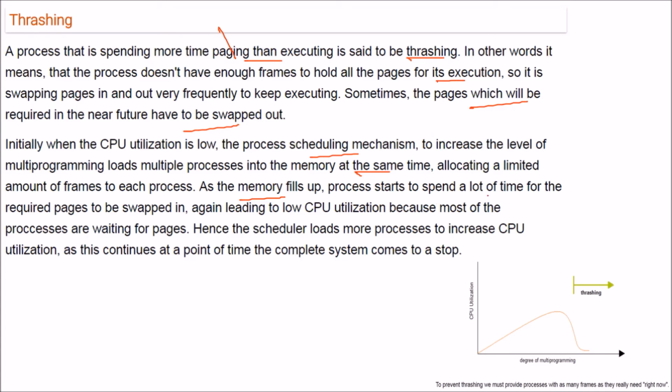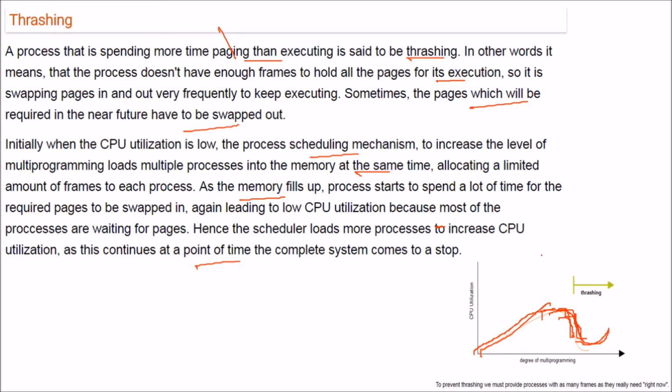Initially, when the CPU utilization is low, the process scheduling mechanism increases the level of multi-programming and loads multiple processes into memory at the same time, allocating a limited number of frames to each process. But as the memory gets filled up, the processes start to spend more time waiting for the required pages to be swapped in, again leading to low CPU utilization because most of the processes are waiting for pages. So at the beginning utilization will increase, but at this point the processes are busy not in executing but in swapping pages in and out, so the utilization will decrease.